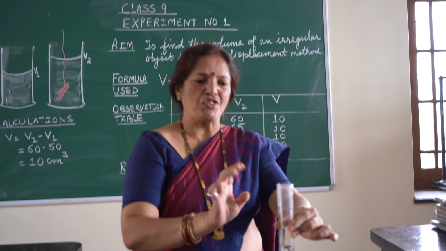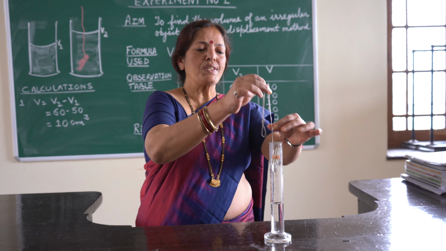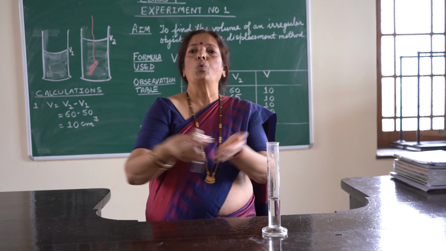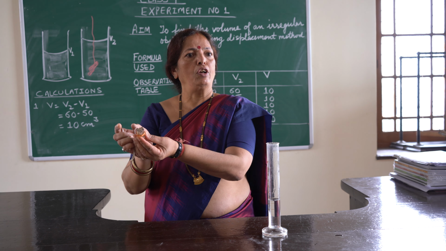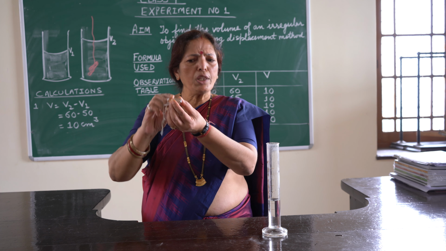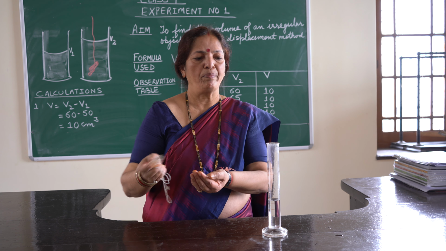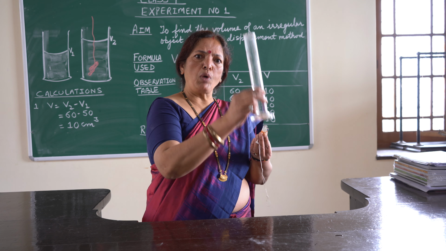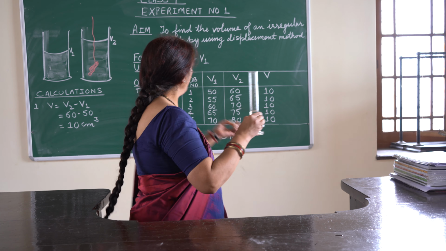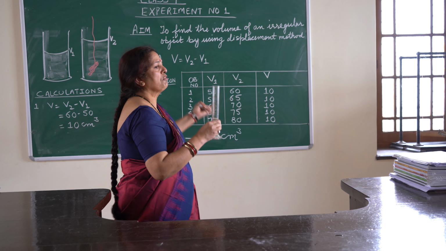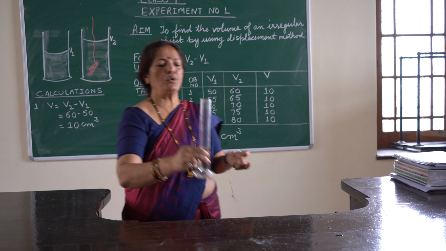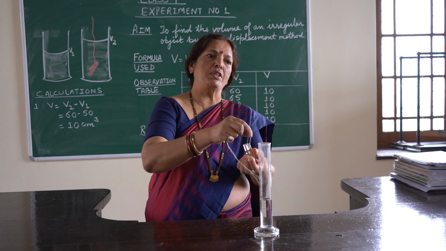This will be your first reading. Now you will remove this and wipe it off with a dry cloth, so that all the drops of water are removed from here. Change the water level here. As I showed here, instead of 50, now fill it up to 55 centimeter cube and repeat your experiment.